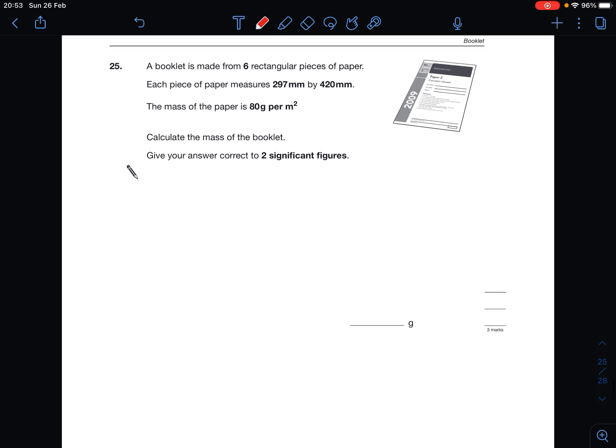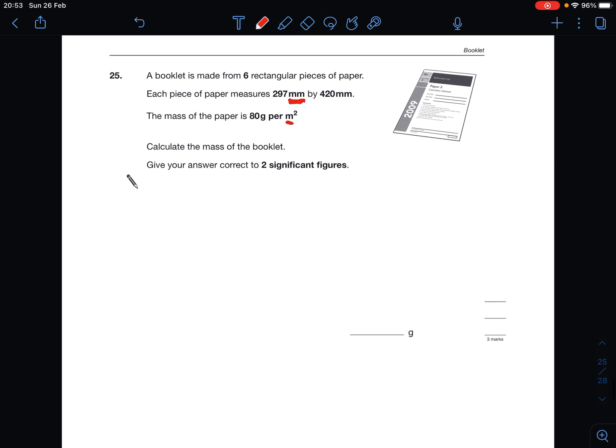Right, this one's a bit tricky. So, first things first. Let's read the question. A booklet is made of 6 rectangular pieces of paper. Each piece of paper measures 297 millimeters by 420 millimeters. The mass of the paper is 80 grams per meter squared. Instantly alarm bells are ringing for me because this is meters squared and this is millimeters. The units are different. Okay, and I want to calculate the mass of the booklet.